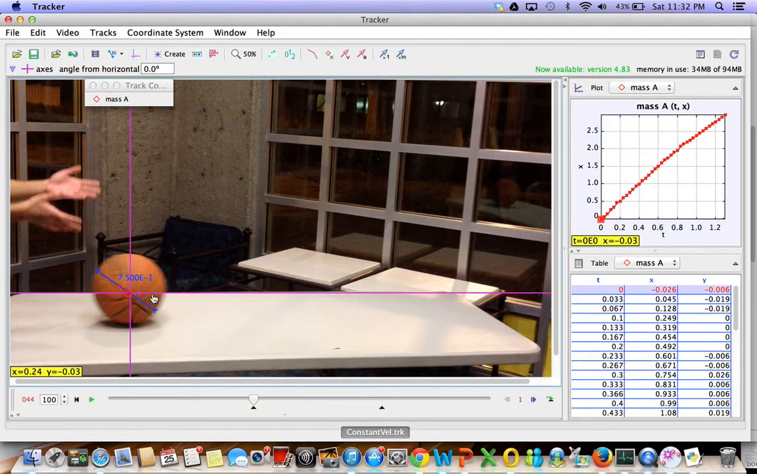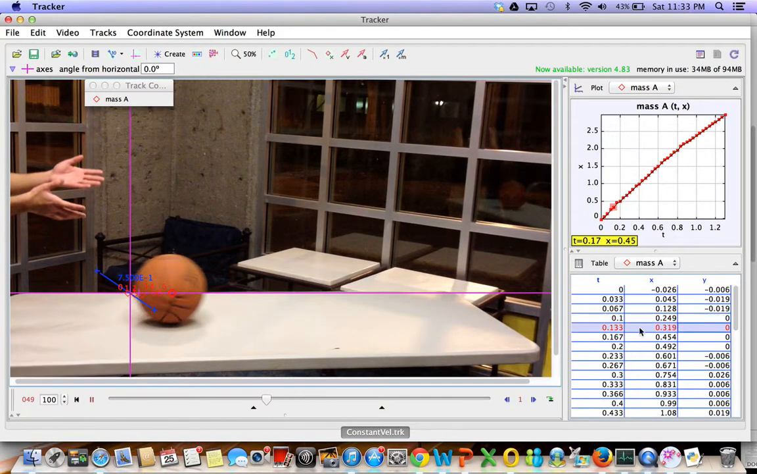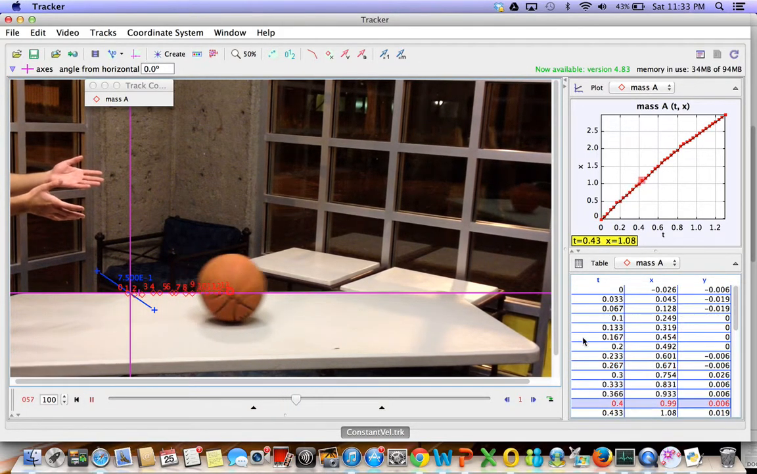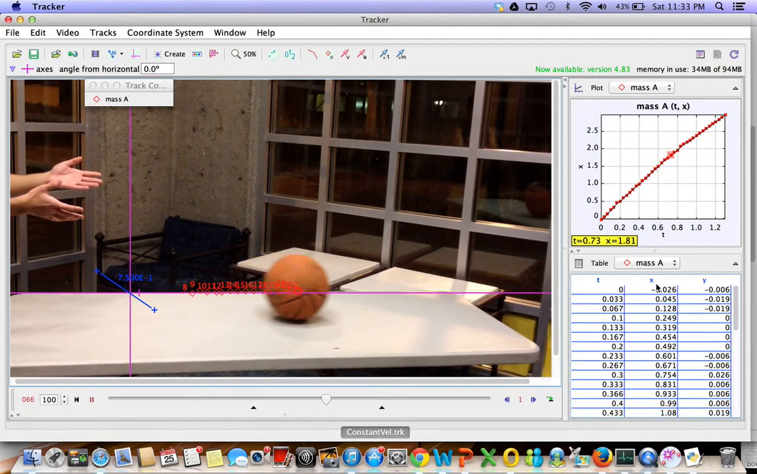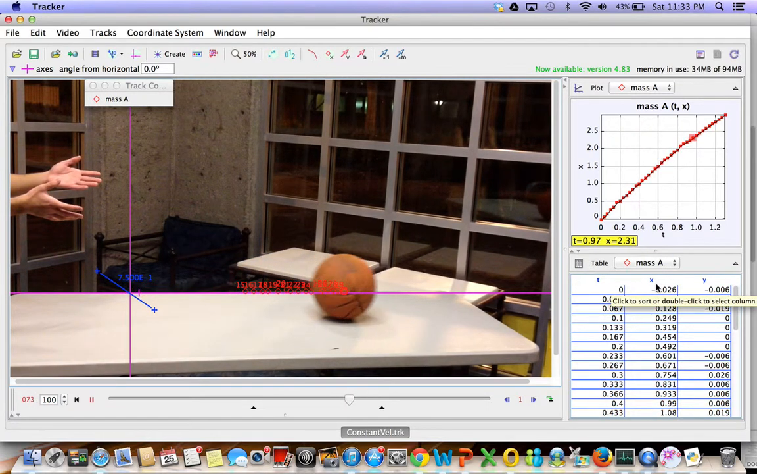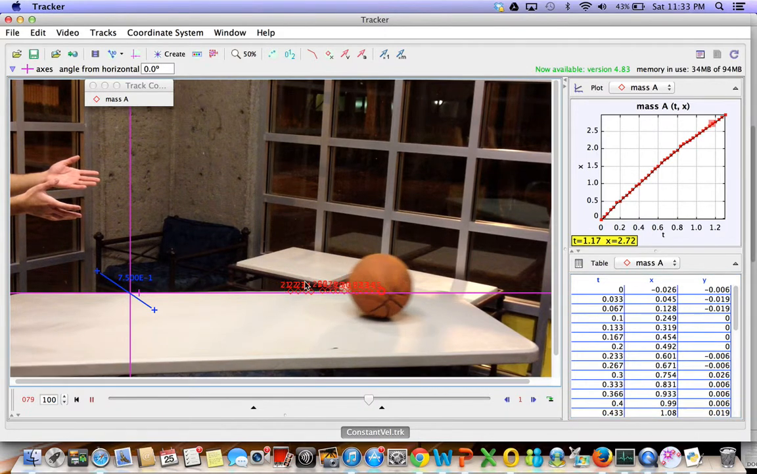Because I was interested in the translation of the ball, I identified the object's position by its center of mass. Tracker then recorded the object's position over time in this chart here. Now let's talk about the model. How did I model this motion?